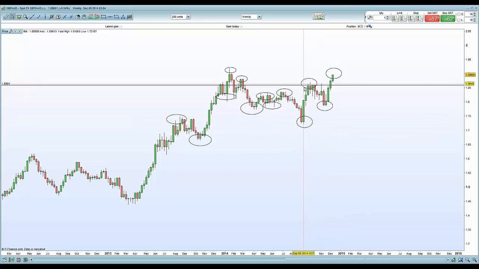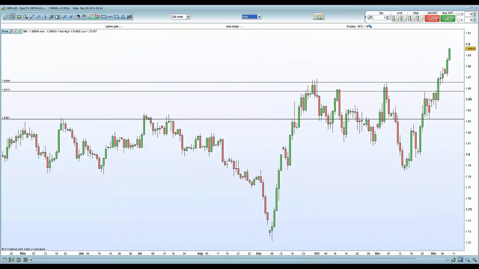Why? This was a new high compared to this high. So this is a higher high. This is a higher low. And this is a potential higher high. All right, so this is a weekly chart. Now, weekly is definitely bullish. Daily is bullish as well.